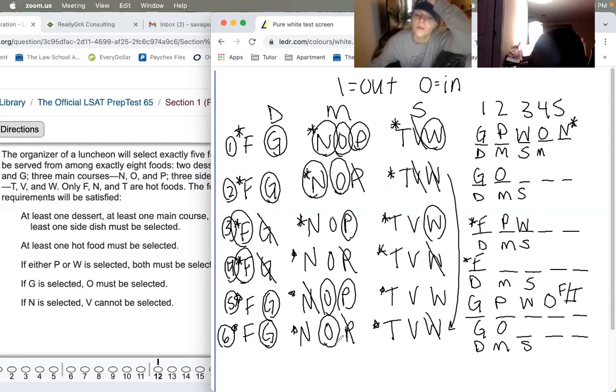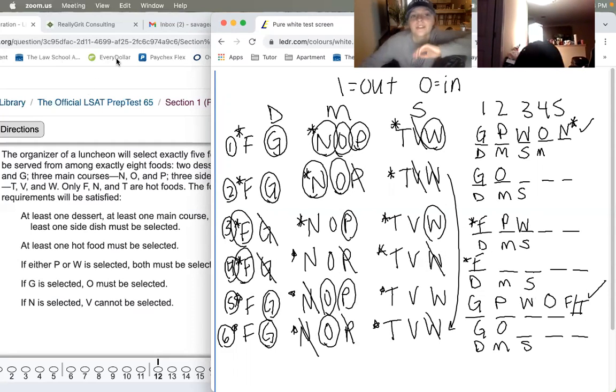Okay. What about the sixth world? And then in number 6, we're going to choose to slash out N. Perfect. Can you make any deductions between those? If we slash out N, P, our side dishes would have to be either T or B. In the sixth world? Yes. Yeah.